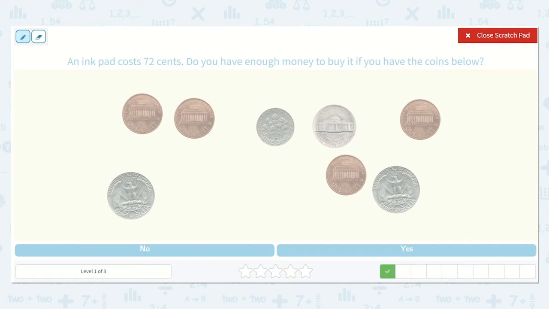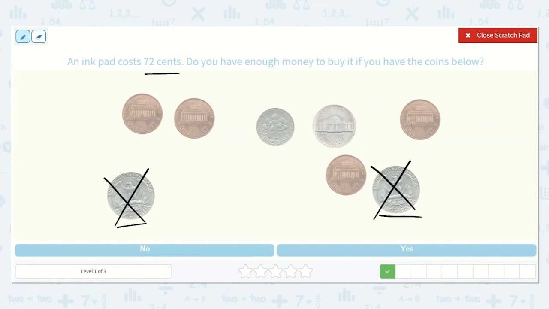Here it says, an ink pad costs 72 cents. Do you have enough money to buy it if you have the coins below? Well, let's see. I like to start with our biggest coins first, and I see that we have 2 quarters. So I will cross them off as I count them. 25, 50. So I know there's 50 cents.